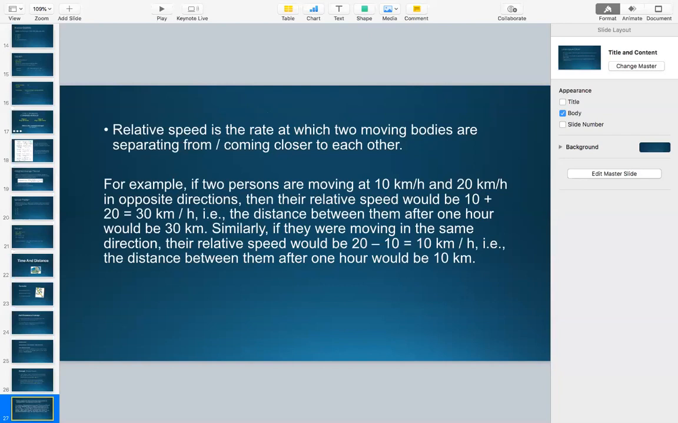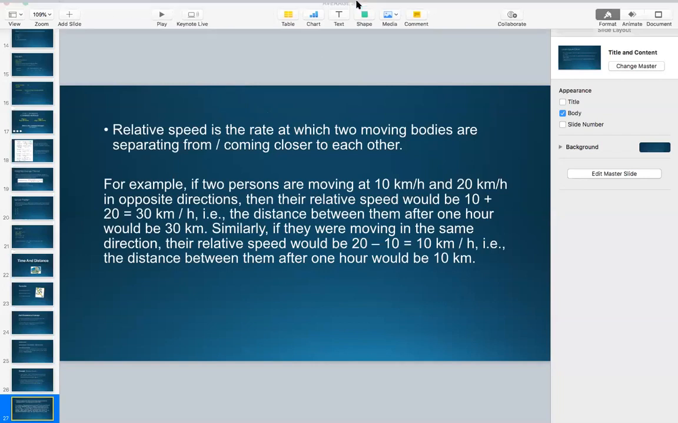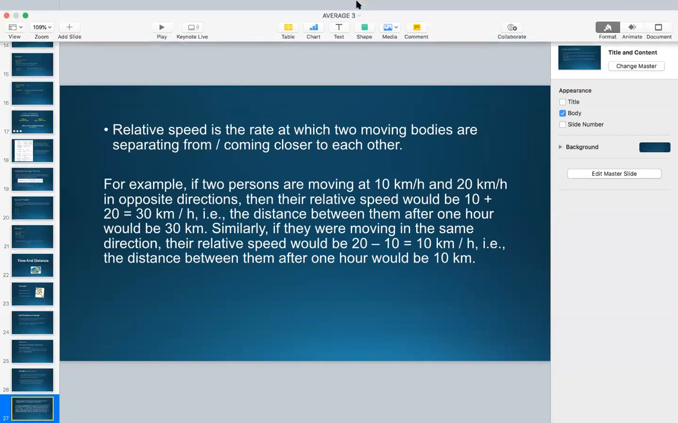A simple example to understand the concept of relative speed: if two persons are moving at 10 kilometers per hour and 20 kilometers per hour in opposite direction, then their relative speed will be 30 kilometers per hour, and the distance between them after 1 hour will basically increase by 30 kilometers.